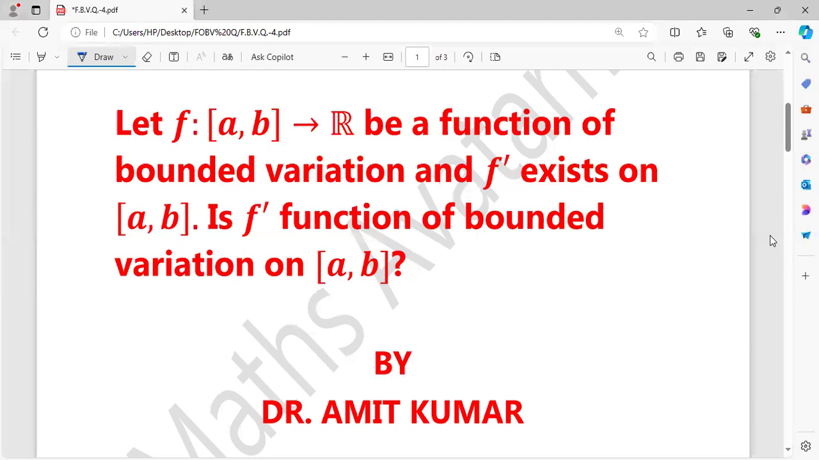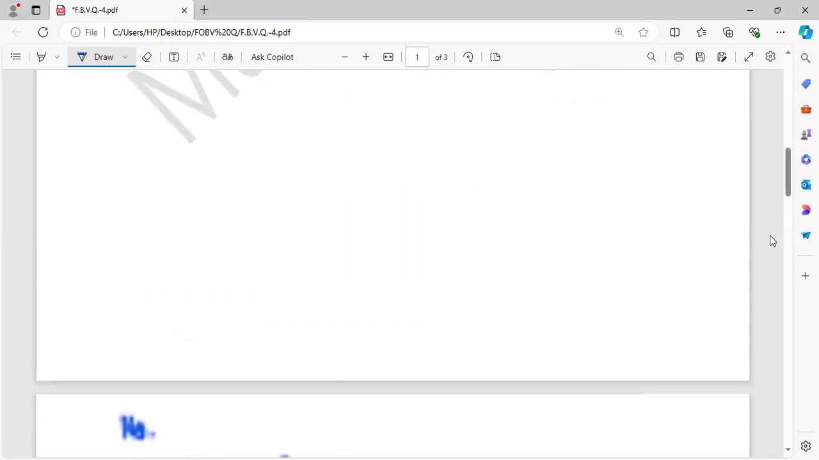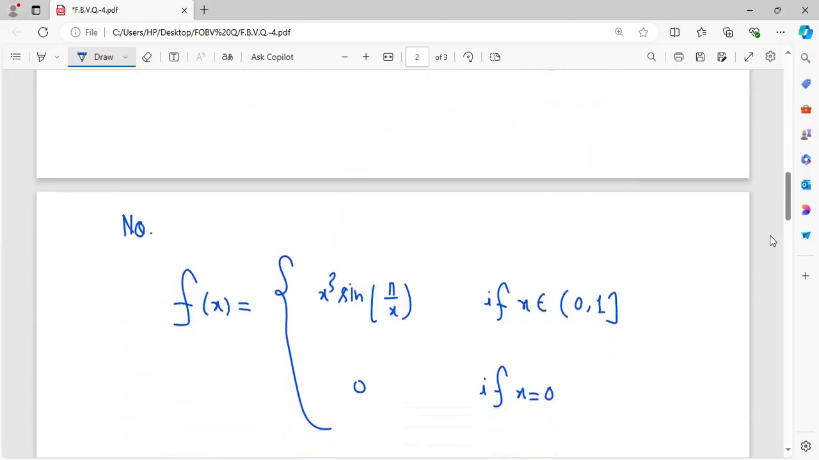Today we are going to see a very important question. Let's see what that question is. If f is a function of bounded variation and its derivative exists on the closed interval [a, b], is the derivative function also a function of bounded variation? The answer is no, because you take this function.